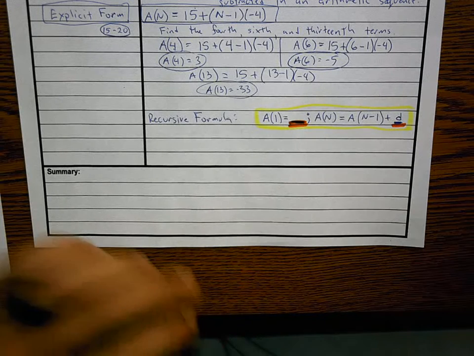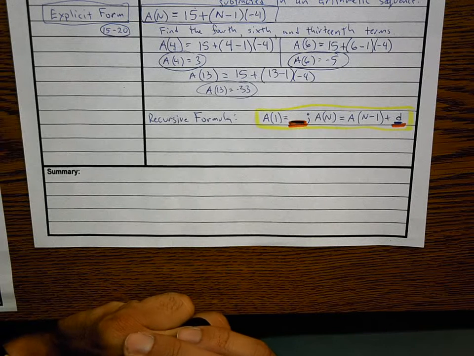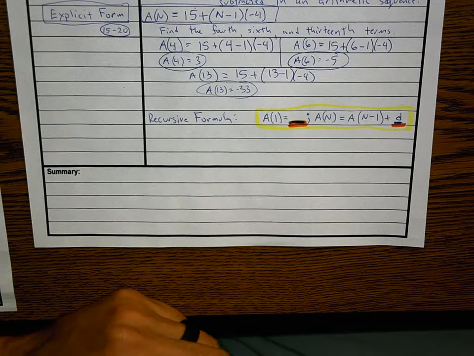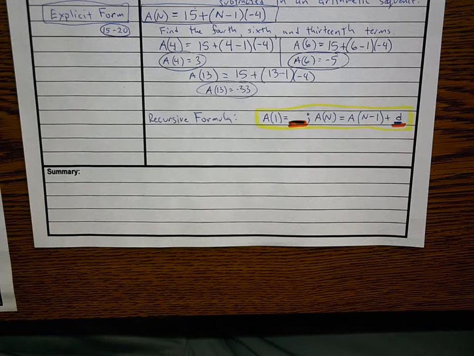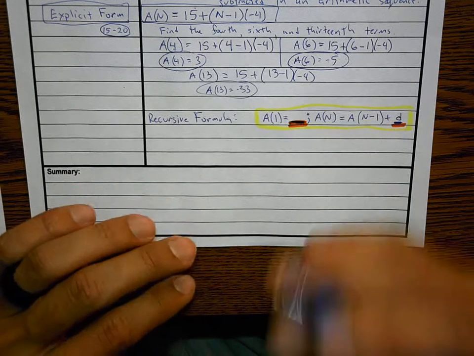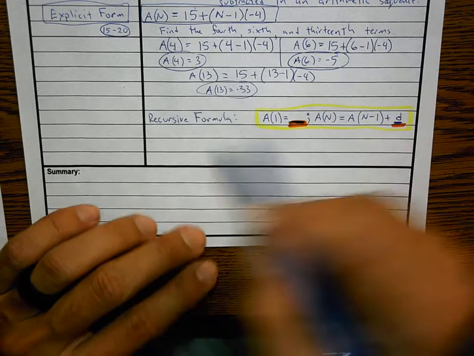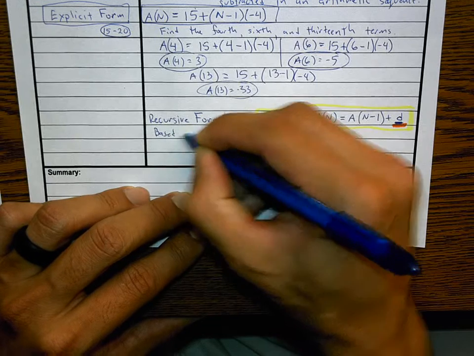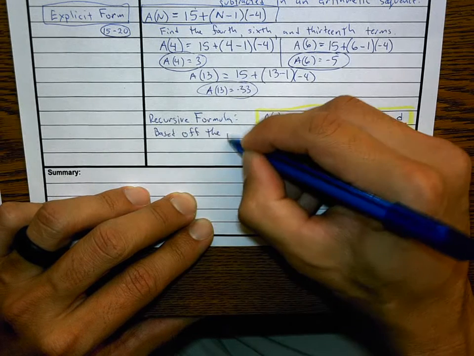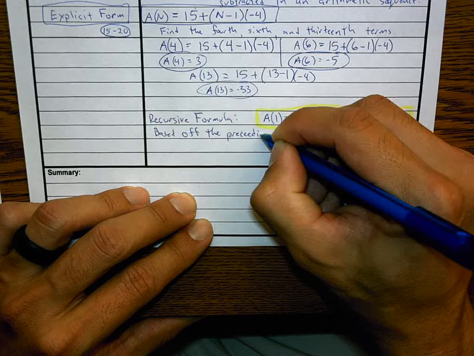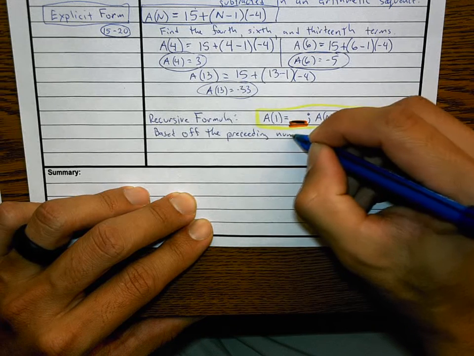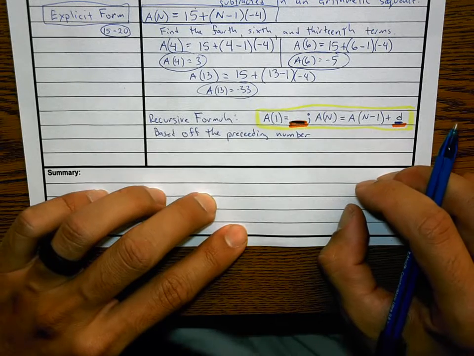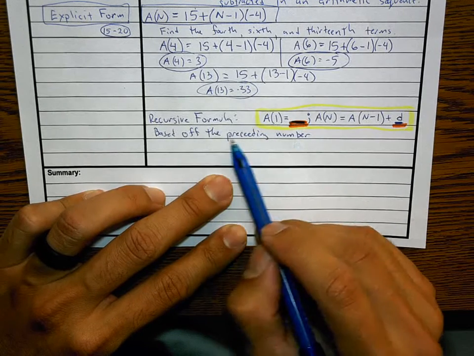What's different about the recursive formula is, why is there this one and why is there explicit? Explicit, you can find any value anywhere along the line. The recursive formula is the one that you're using right now. The recursive formula is based off the preceding number. I know this is going to be a little bit hard, but I'm going to do my best to explain what this means. It's based off the preceding number.